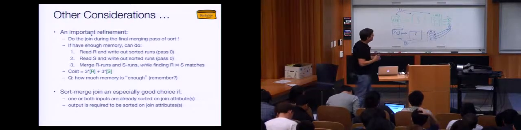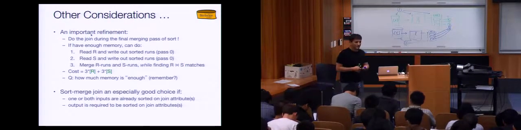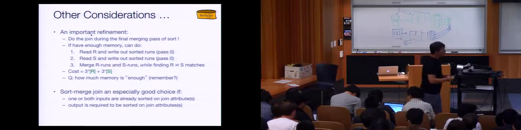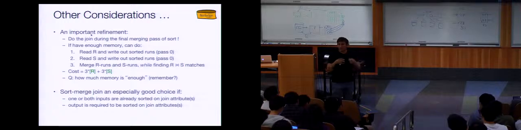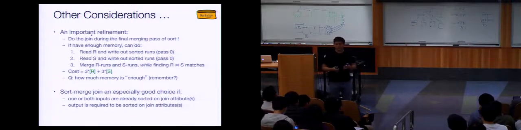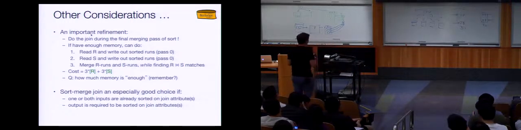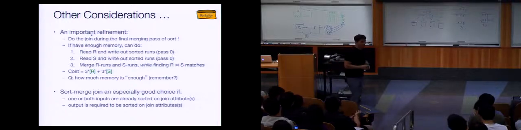All right. Sort merge join is an especially good choice if, hey, what if one of the tables happens to already be sorted and we know that? Then we just pay for the sort. We just do the merge. Merge join is really cheap. So that's good. Or if somebody wants you to sort the output anyway.